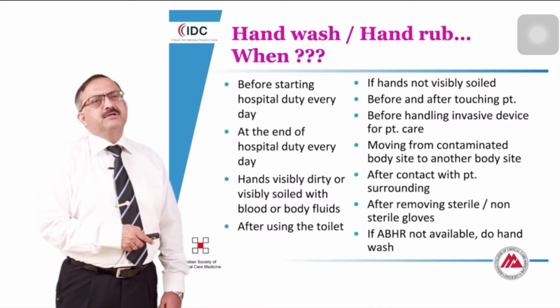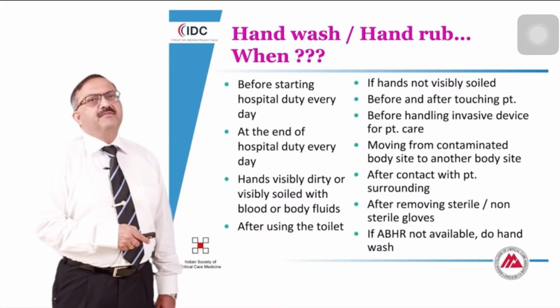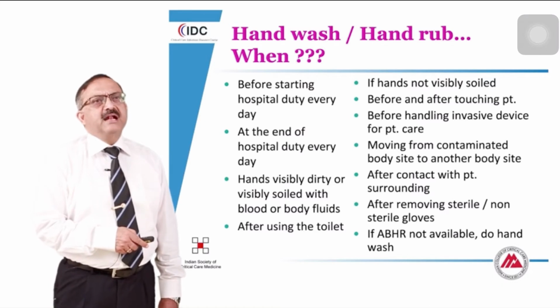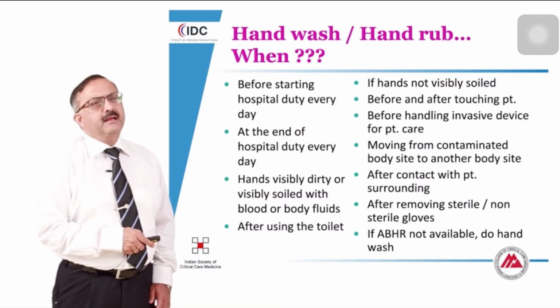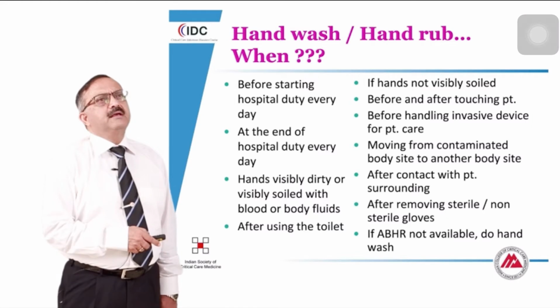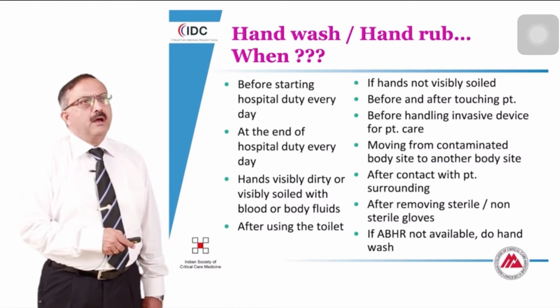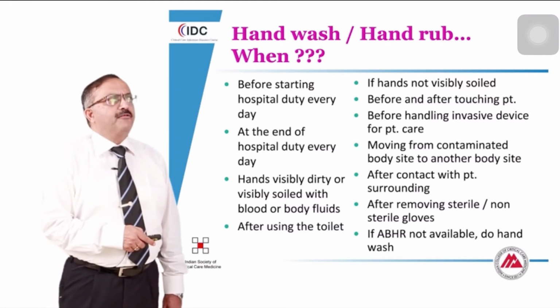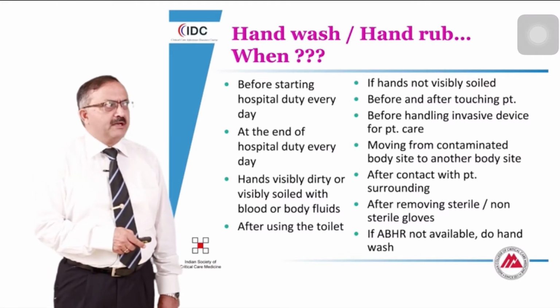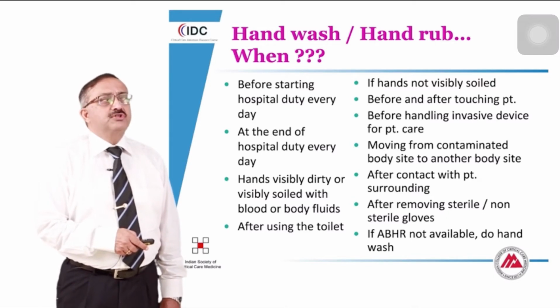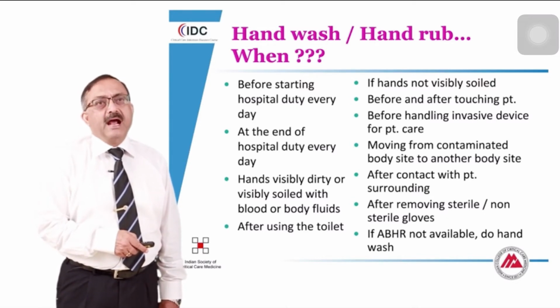While hand rub is a shorter time period method, it is used if the hands are not visibly soiled, before or after touching a patient. Since hand rubs are available at every bed in the intensive care, they are easily undertaken, but must be done with proper procedural outlay as shown before. Before handling invasive devices that are put in, moving from a contaminated body side to another body side, and after contact with the patient's surrounding. After removing sterile or non-sterile gloves also, you should do a hand rub.